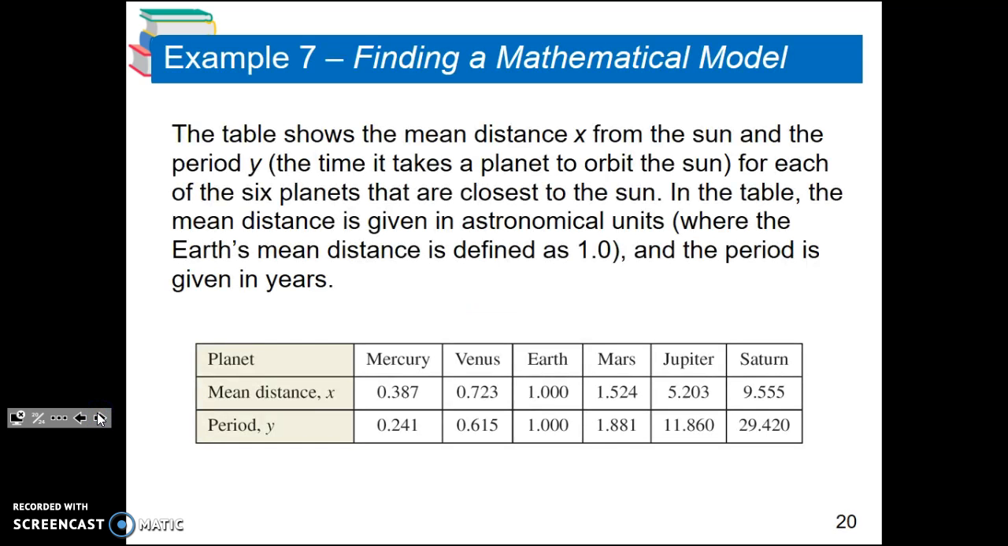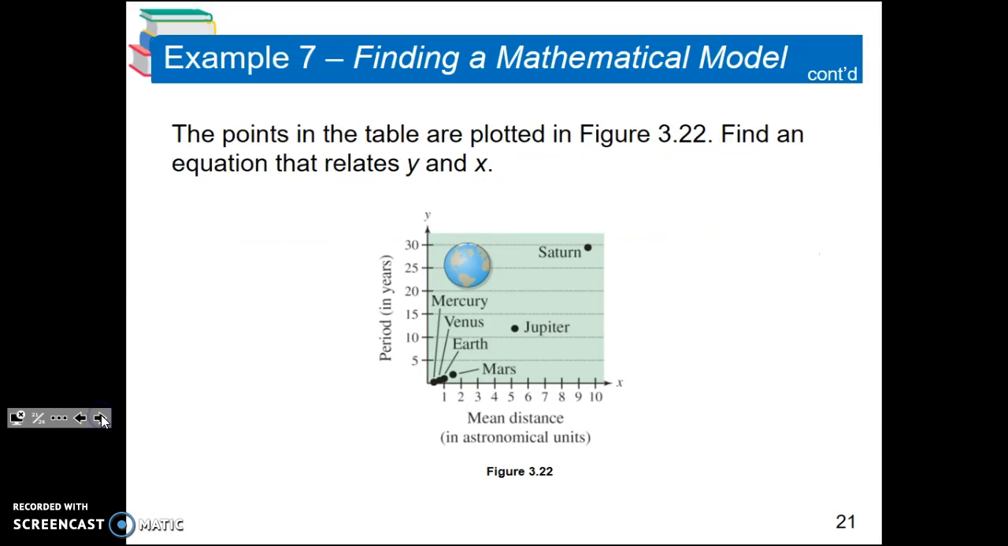So I'd like you to read through example 7, finding a mathematical model. We're talking about planets, distances from the sun, and I want you to pay close attention to the part where we are taking these distances, mean distance from the sun of Mercury, Venus, Earth, Mars, Jupiter, and Saturn, and we're coming up with not a real clear relationship.